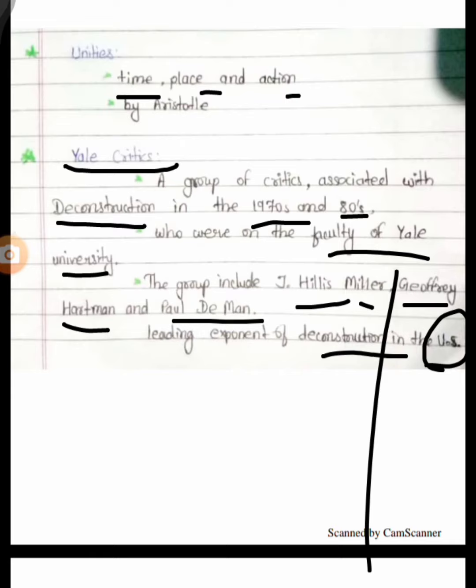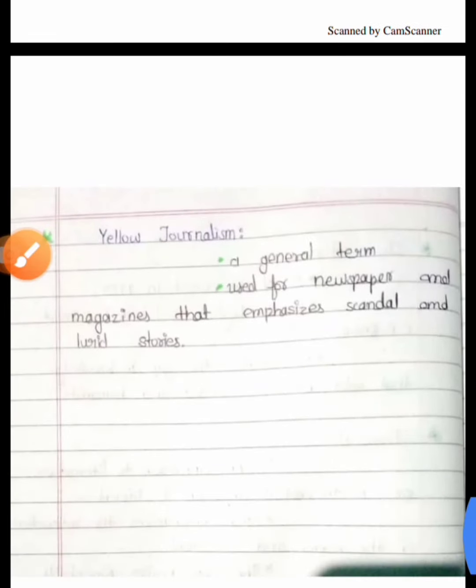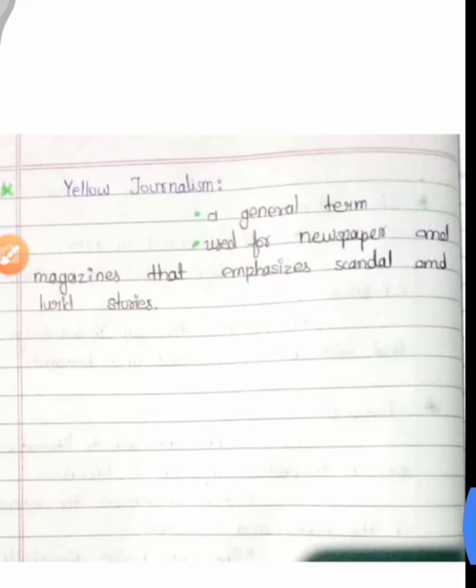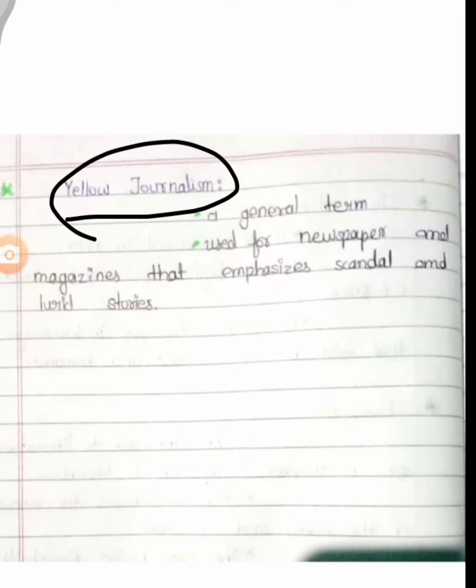Then the next one, which is really very important, is yellow journalism. This is a very important question, or term. We must know about yellow journalism. It is a term first used for newspapers and magazines. We have to note this point, right? It is used for newspapers and magazines which emphasize scandal and lurid stories. So it is really very important for us to know. These are some very basic and important points you have to jot down, right?